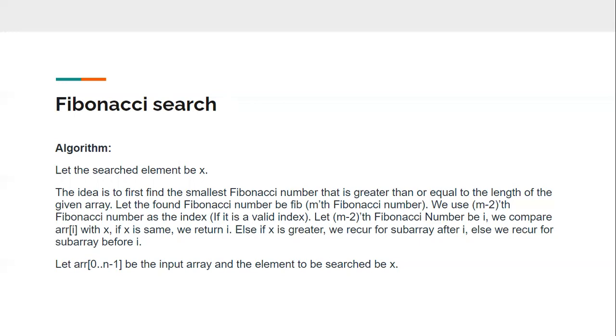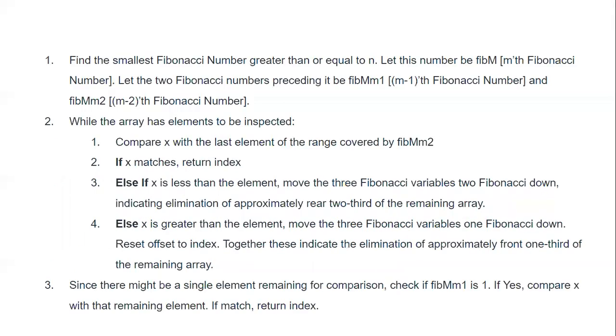Let array of 0 up to n minus 1 be the input array and the element to be searched be x. Find the smallest Fibonacci number greater than or equal to n. Let this number be fib m, the mth Fibonacci number. Let the Fibonacci numbers preceding it be fib mm1, that is the m minus 1th Fibonacci number, and fib mm2, that is the m minus 2th Fibonacci number. While the array has elements to be inspected, compare x with the last element of the range covered by fib mm2. If x matches, return the index.